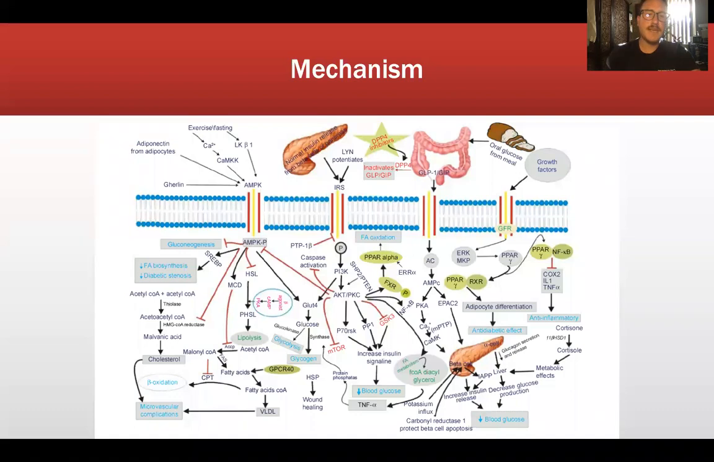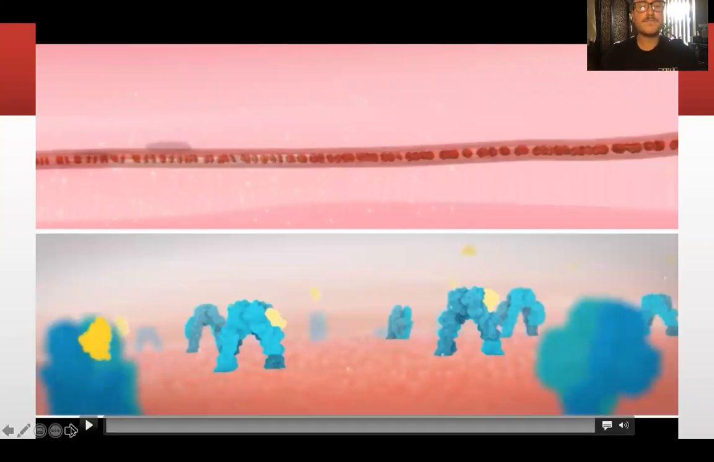So this is the mechanism of diabetes. There is so much to know and so much to cover. This isn't to scare you. It's just to let you know that there's a lot I'm leaving out when it comes to the mechanism, but I'm going to give you a short description.